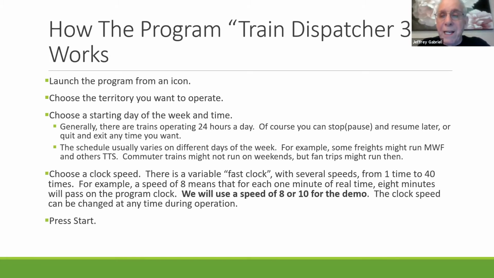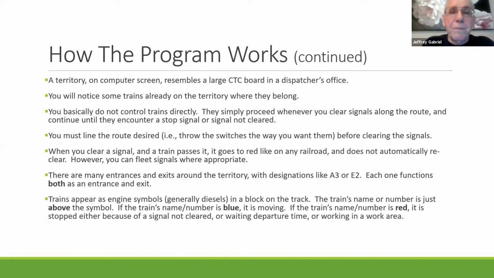8-to-1 means for each 1 minute of real time, 8 minutes of the program will elapse. We'll use a speed of 8 or 10 for the demo. Fast enough to keep it interesting, but not so fast that the trains pile up and clog the thing. Clock can be changed faster or slower at any time during the operation. Then you would press start.